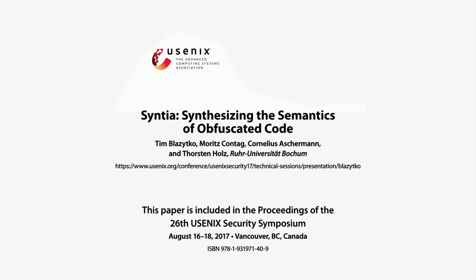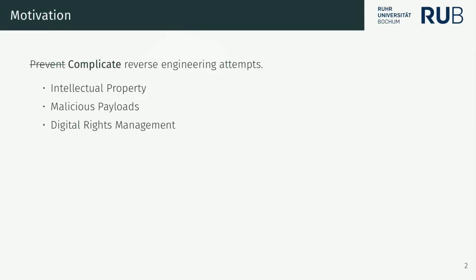All right, thank you for the introduction. Okay, first things first. Why do we want to obfuscate code in the first place? To set the scene, it's important to note that we cannot really prevent reverse engineering attempts, but rather we seek to complicate them, at least to some degree. Reasons why we would want to do so are mainly intellectual property and the protection thereof. Like if you have some super secret algorithm which gives you a competitive advantage over some competitor, you can protect it and have a head start over this other corporation.